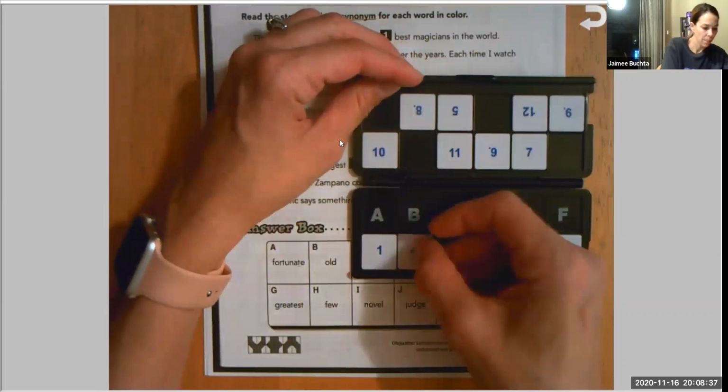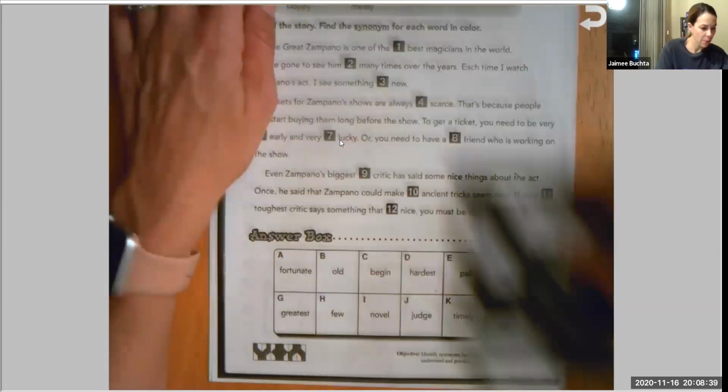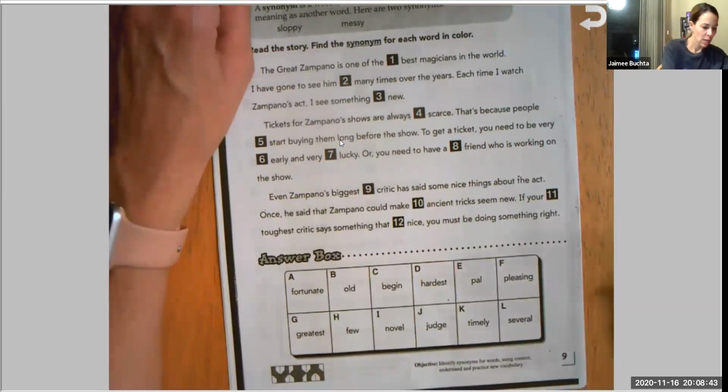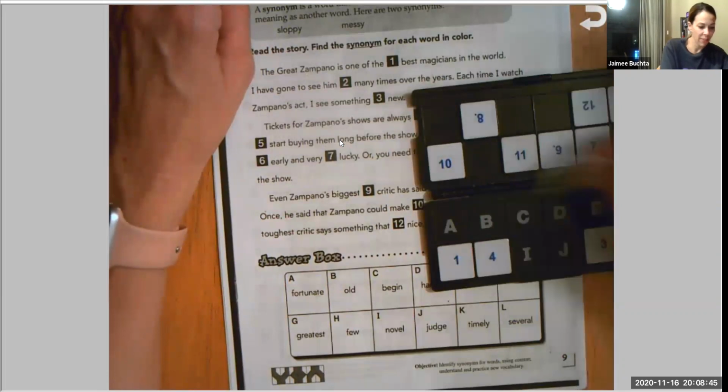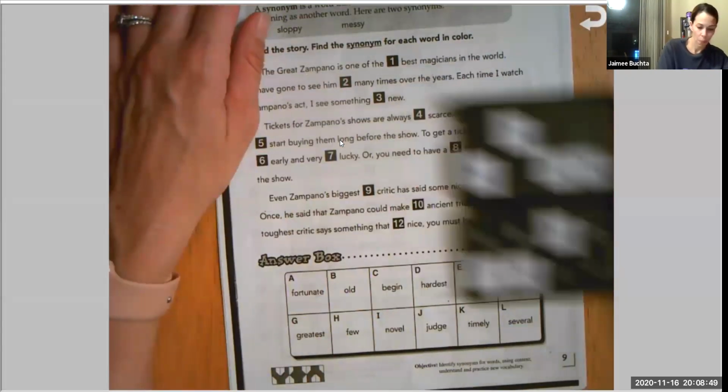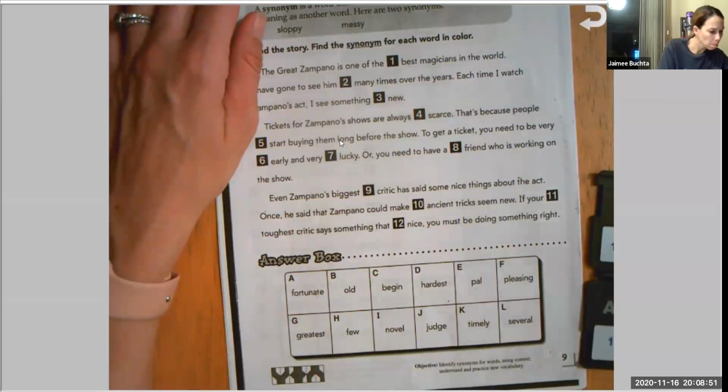right here and move on to number 5. That's because people start buying them long before the show. I see the word begin. I'm going to put 5 on letter C. There it is. 6. To get a ticket, you need to be very early and very lucky.